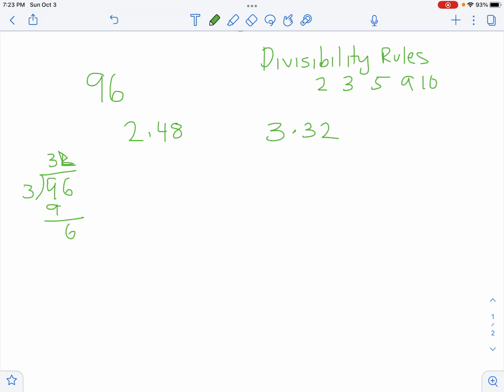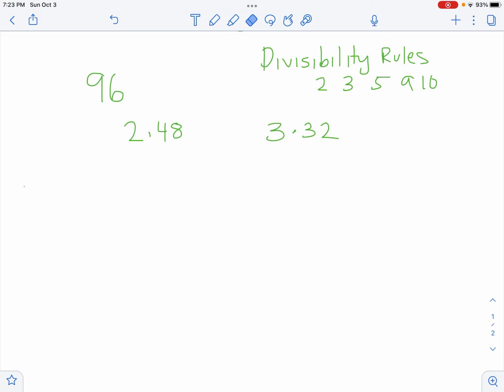Okay, so we have two easy ones that we could get. No, I want to erase that. Two easy ones that we can get. So let me erase this. 2 times 48 and 3 times 32. Well, notice, how can we keep going?